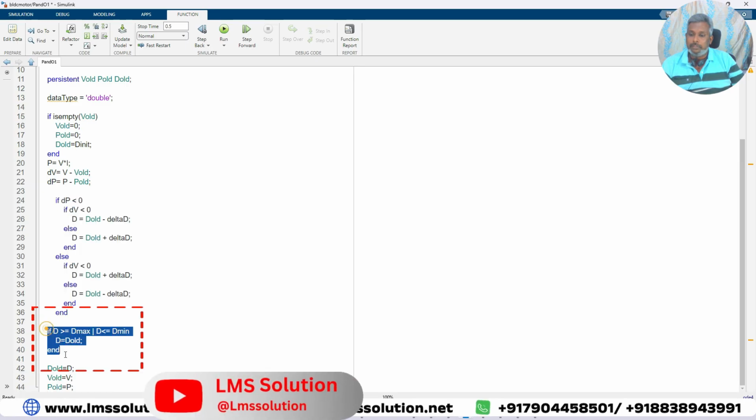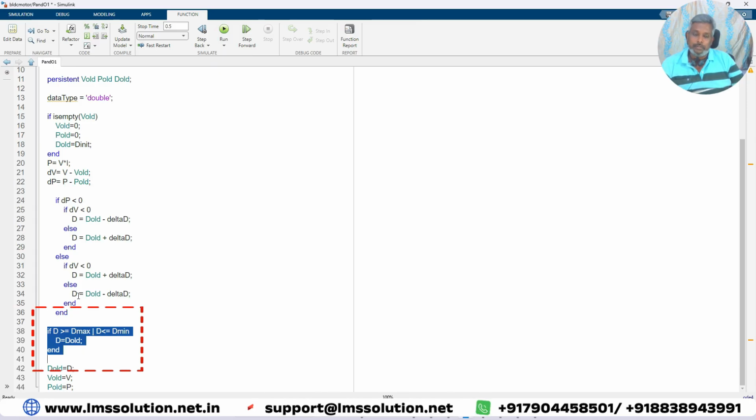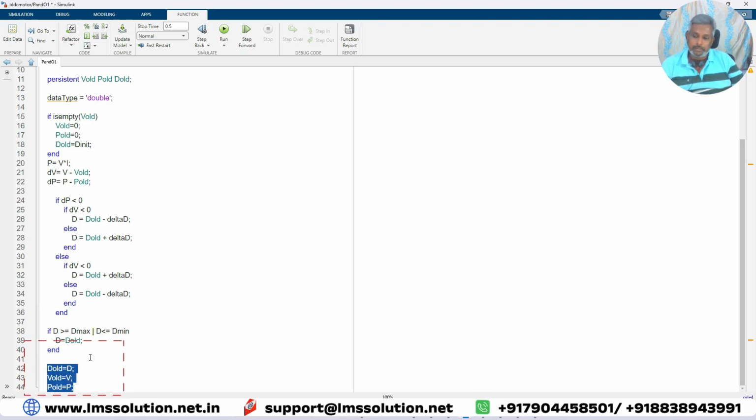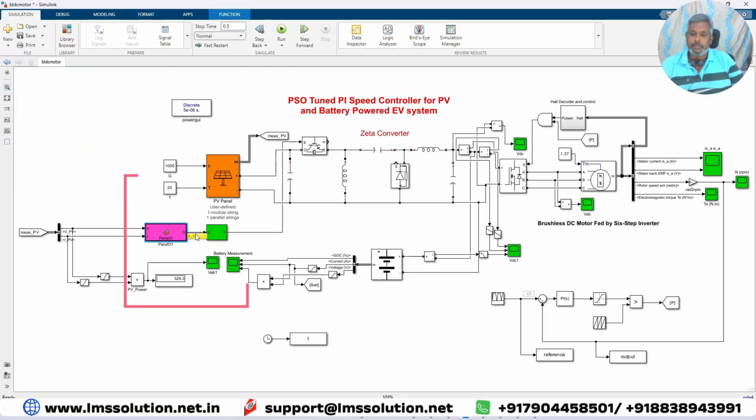And here you have to check the duty cycle against the maximum and minimum limits. If it is within the limit, no problem, you take it directly. That means the output from the P&O MPPT is used to generate the pulse. Otherwise, if D is greater than D max or D is less than D minimum, then you have to keep D equal to D volt. And then here we are overwriting the previous instant value with the current instant value. This will keep on executing for every sample. Then it will generate the duty cycle.